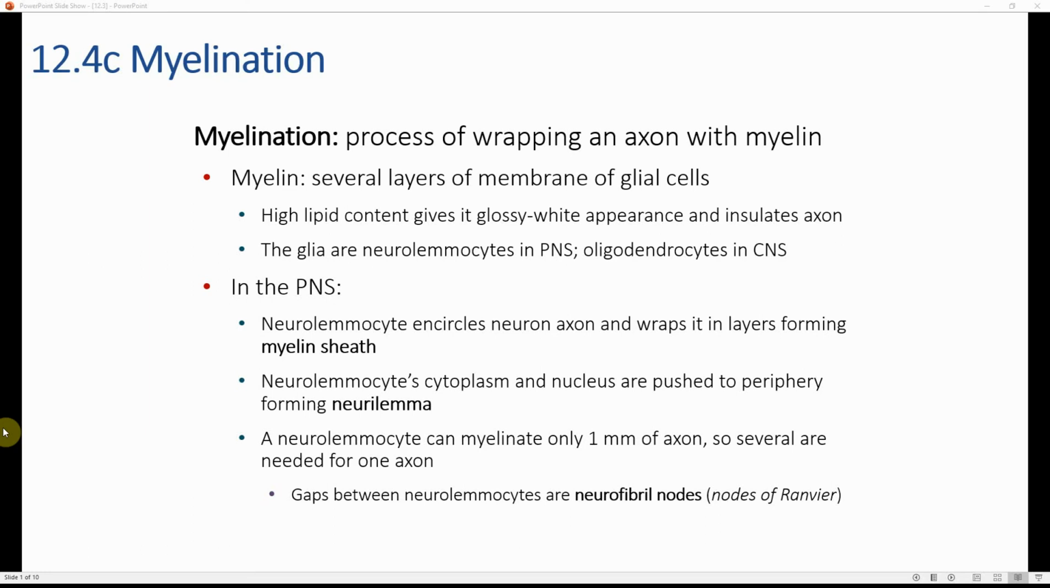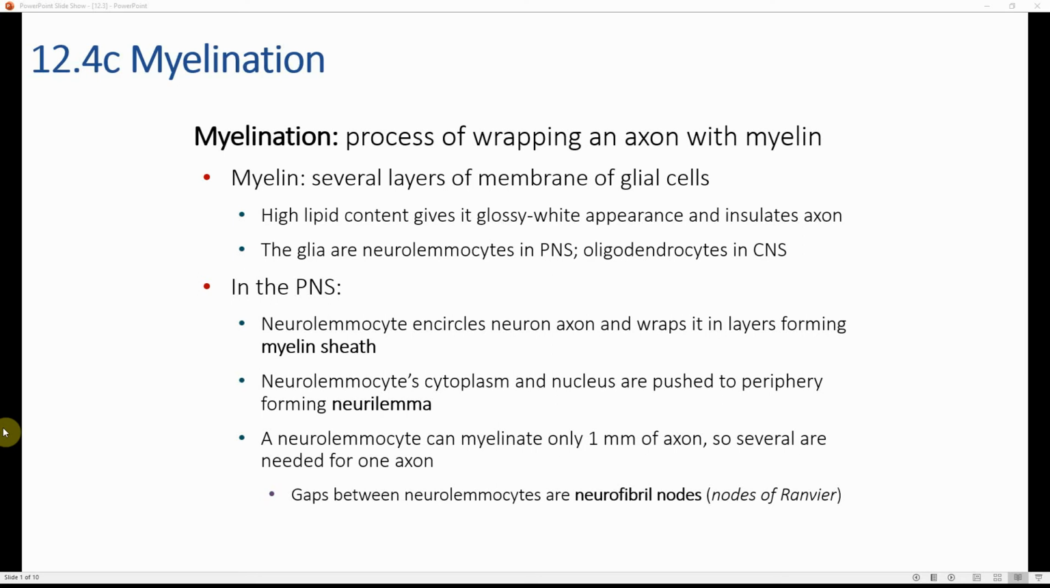So I've mentioned myelin once or twice. Myelination is the process of wrapping an axon with myelin. Myelin is a type of lipid. That high lipid content gives it kind of a white appearance and also helps to insulate the axon. Myelin around the axon tends to be several layers of membrane of the glial cells. Because it's a membrane, it's a lipid, it has that glossy white appearance.